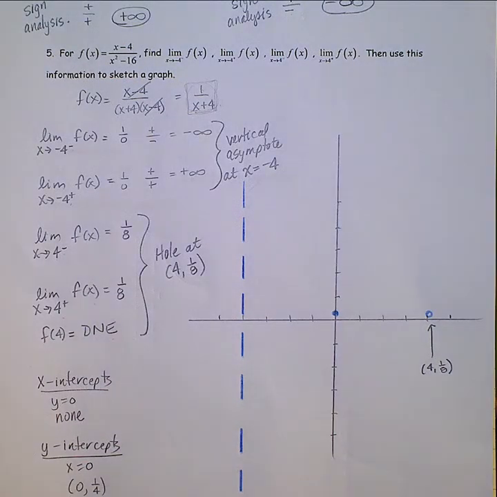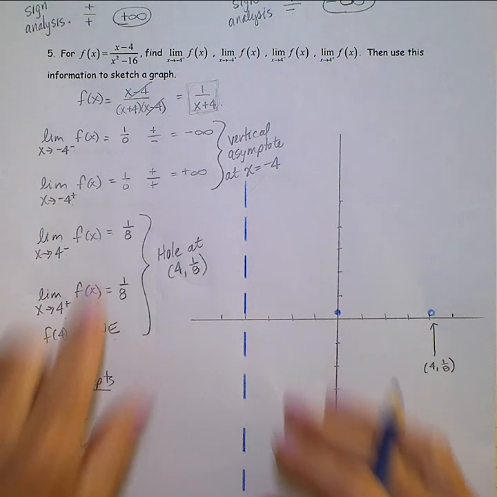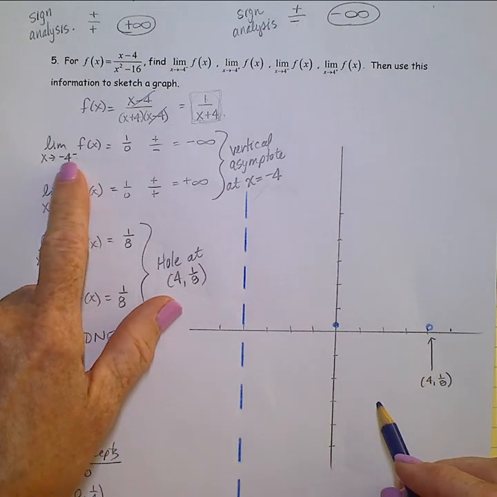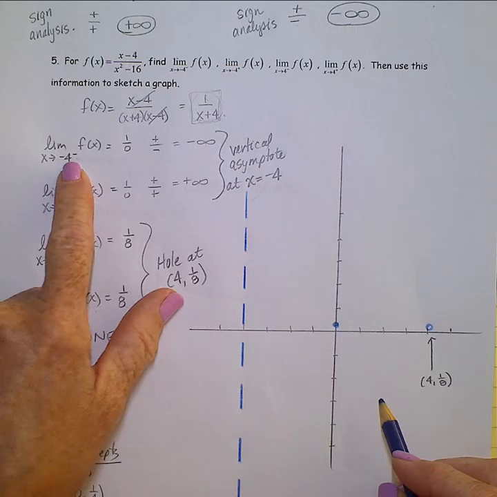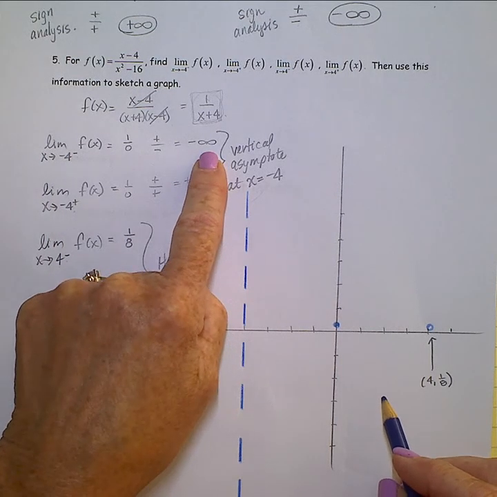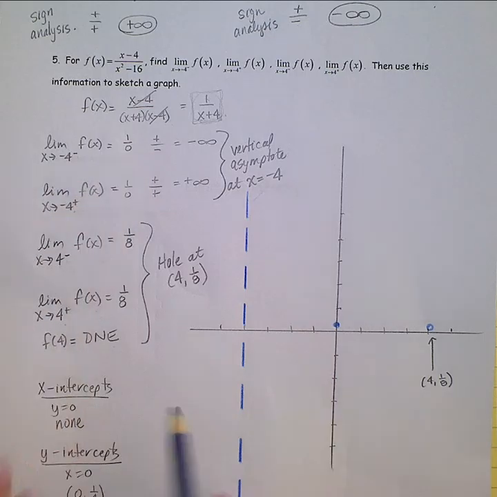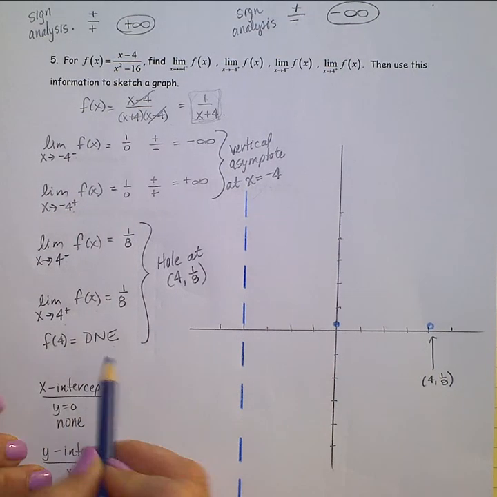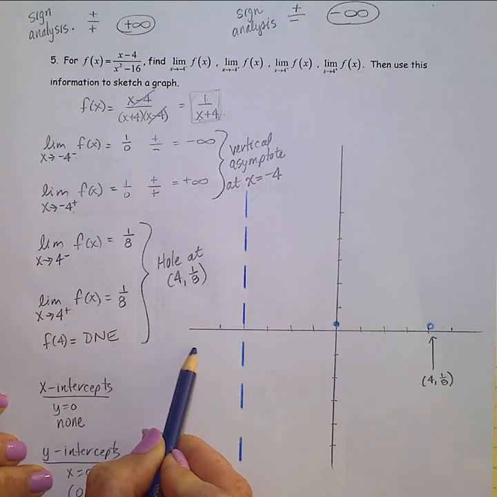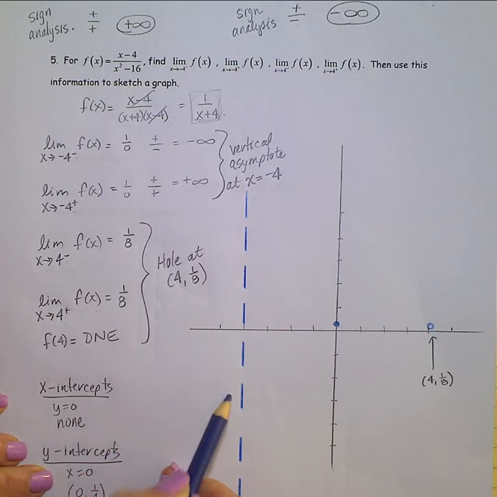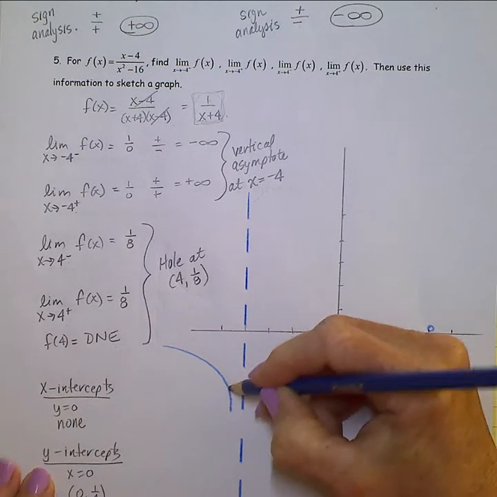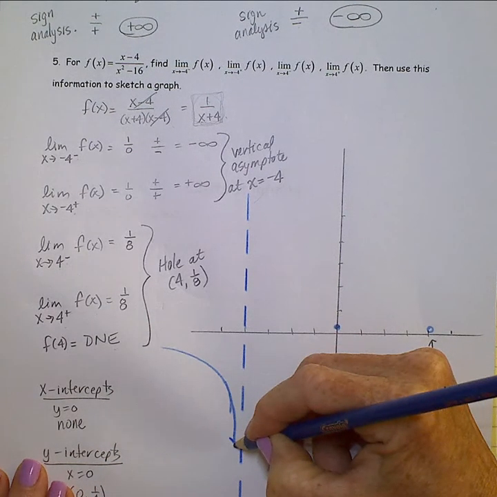But we can use these limits. The limit as x approaches, I'm going to look at this -4 from the left first. As x approaches -4 from the left, the y values go toward negative infinity. They decrease without bound. So here's -4. Coming at -4 from the left-hand side, the y values have to decrease. They have to get smaller. So it's got to do something like this. They have to go down.